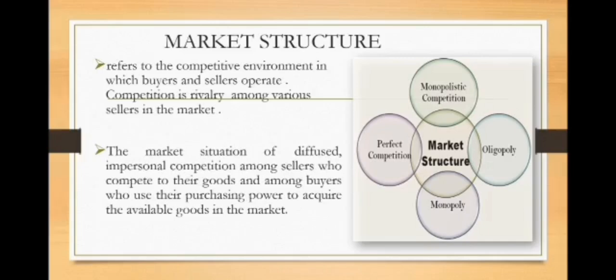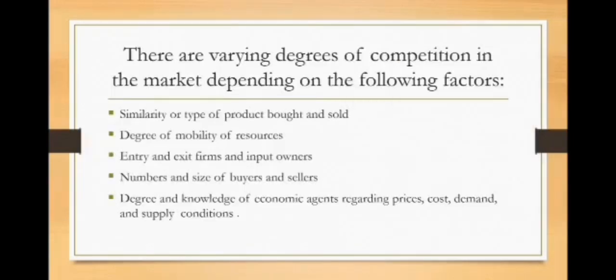So this describes how firms are differentiated and categorized by the types of products they sell and how those items influence the operations. Market structure shows the relations between sellers and buyers. There are varying degrees of competition in the market depending on the following factors. First, similarity or type of product bought and sold. As the number of suppliers selling the same or similar products increases, competition happens. Conversely, if there are fewer sellers, the competitiveness of the industry will decline.